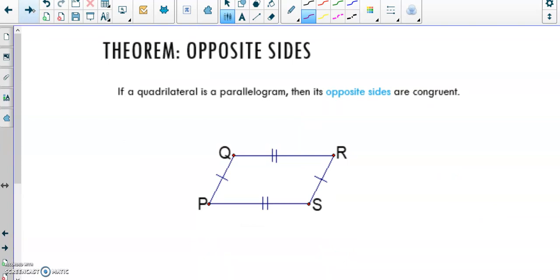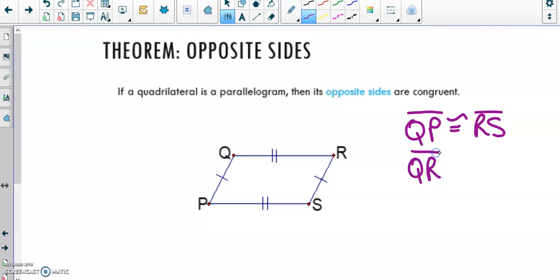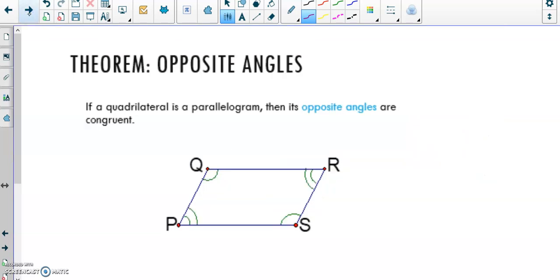All right, here is a theorem about parallelograms. If a quadrilateral is a parallelogram, then its opposite sides are congruent. And you can see on the picture there that side QP is congruent to side RS. Those are opposite sides. And also side QR is congruent to side PS. Those are opposite sides as well. So both sets of opposite sides are congruent. That makes it a parallelogram.